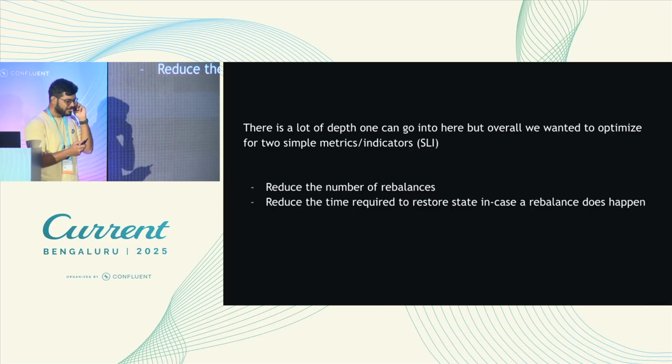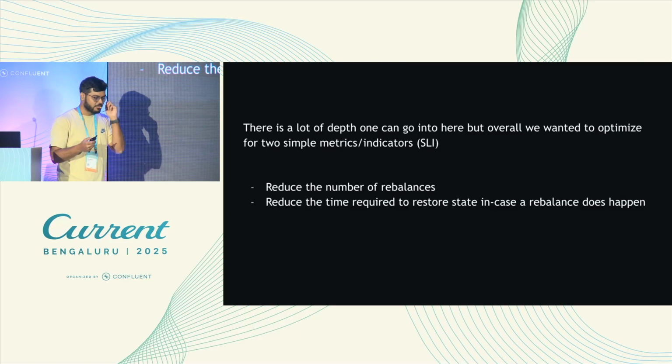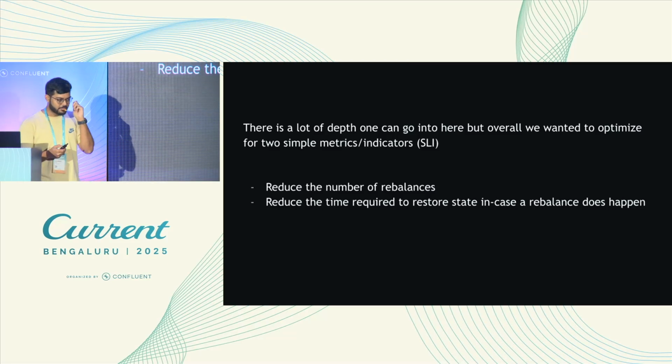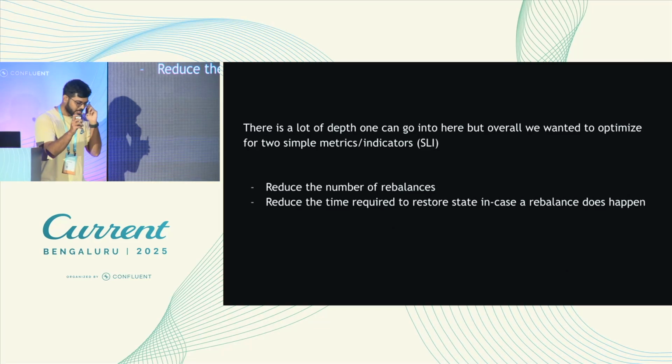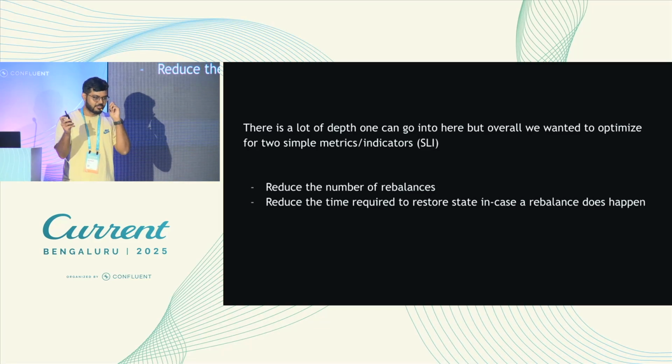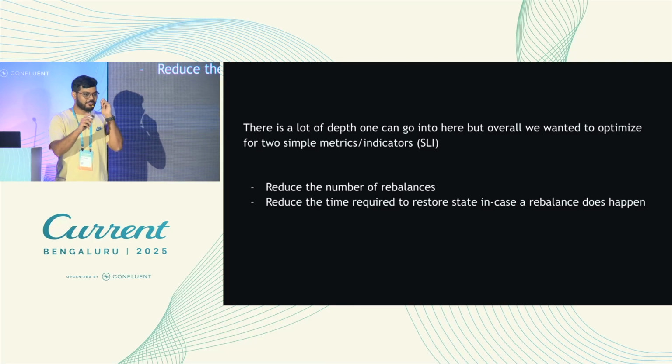Yeah. So there's a lot of depth actually that one can go into for rebalancing. But overall, I would say we would want to optimize for some simple metrics or indicators. One very simple thing is how to reduce rebalancing. Number 1, reduce the number of rebalances. Number 2, reduce the time for each rebalance. Again, break the North Star metric into 2 North Star metrics. So we try to do both.